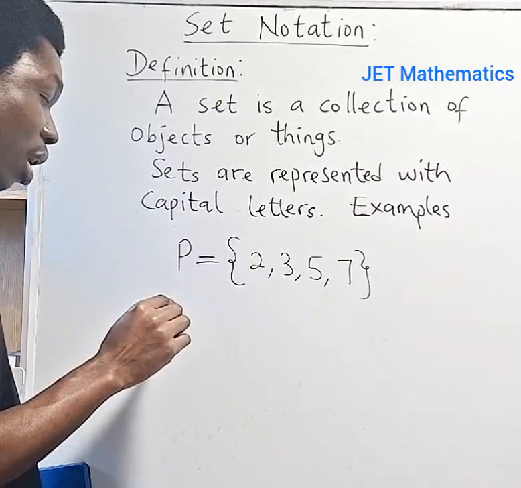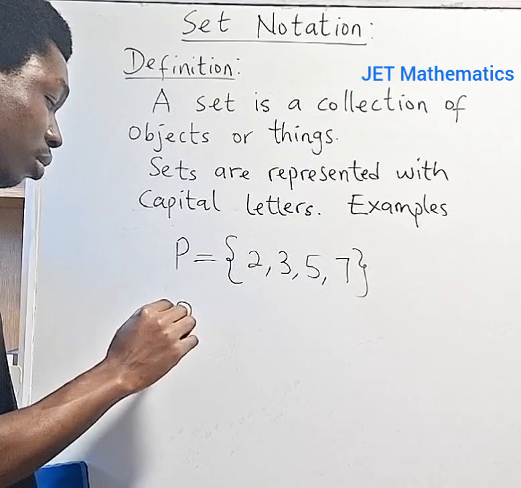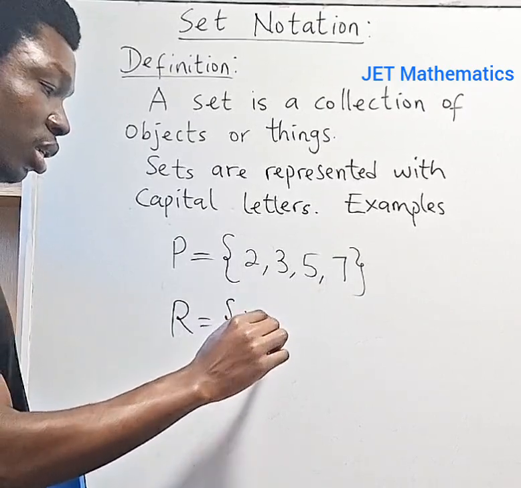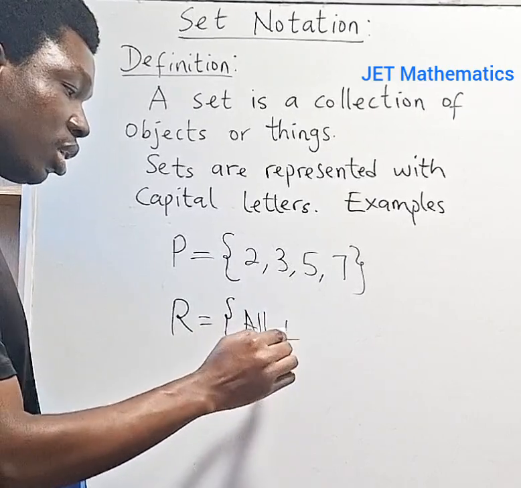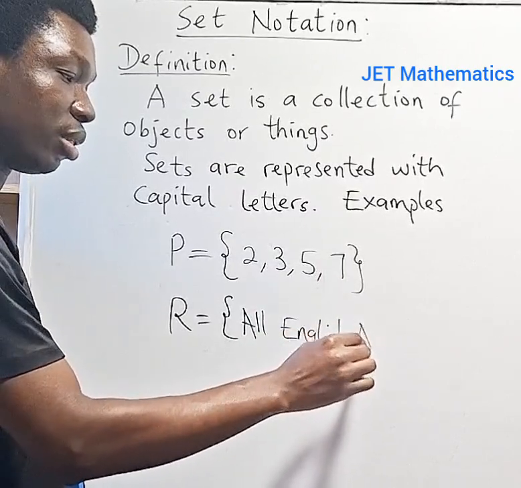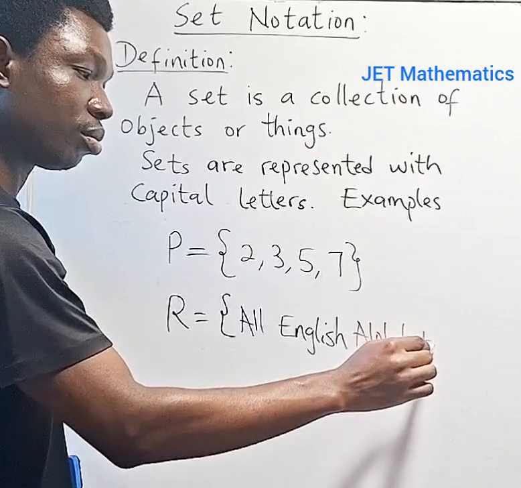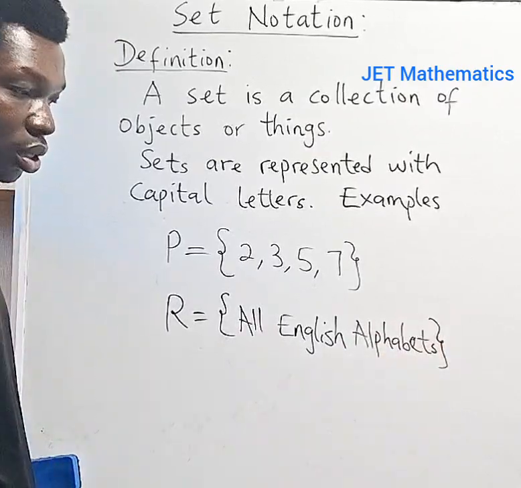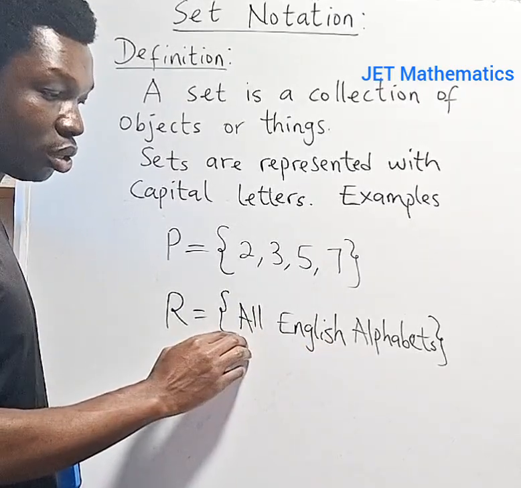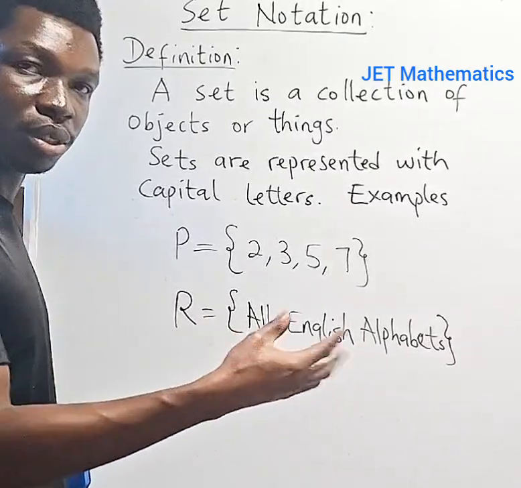We can also describe a set using a sentence. Let's say this is set R is all English alphabets. So in this set, we have used a description to write it. It's telling us about all the English alphabets, your A, B, C to Z.